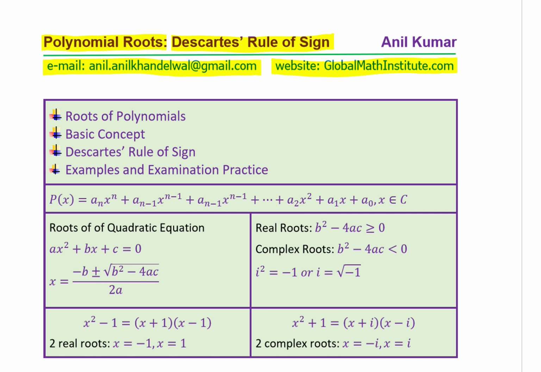So, we are going to discuss in short what do we really mean by roots of a polynomial, some basic concepts, and then get down to Descartes' rule of sign. So that really tells us how many possible positive roots and possible negative roots.